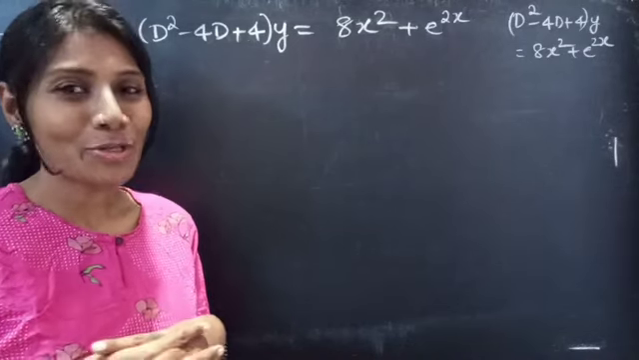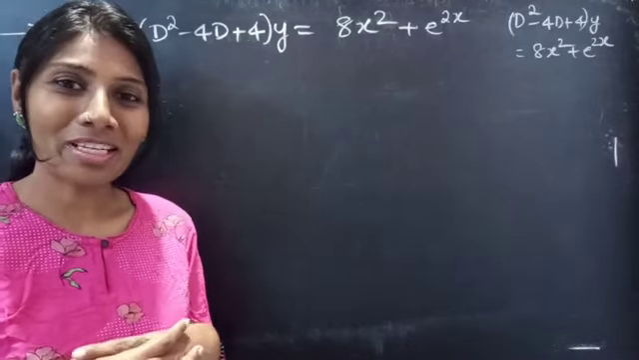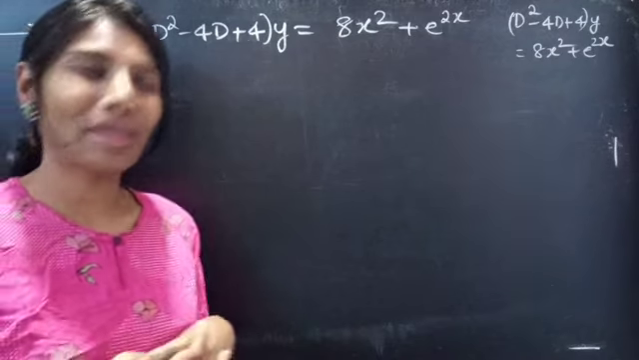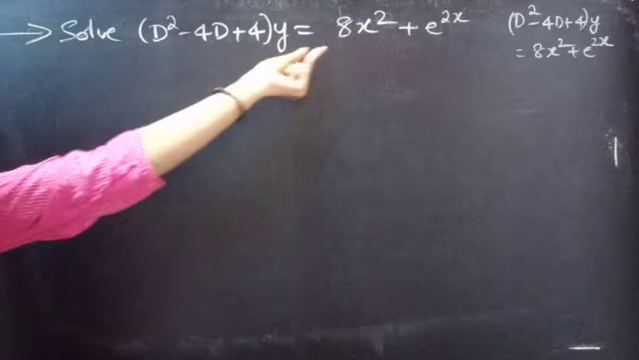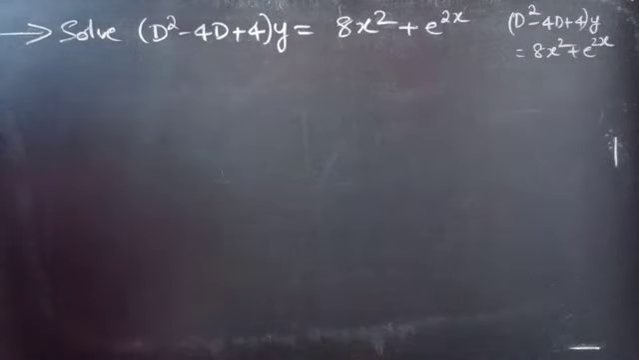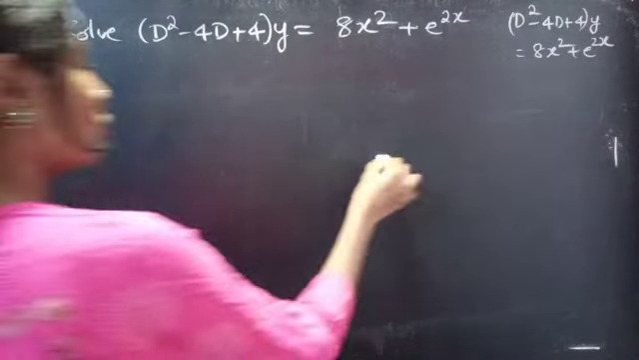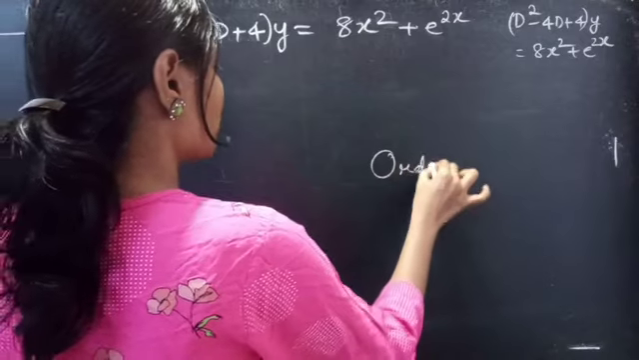In this video, we are going to solve a differential equation from higher order linear differential equations. So let's get going. Problem: Solve (D square minus 4D plus 4) y equals 8x square plus e power 2x. Firstly, let's find the order and degree of the given differential equation.